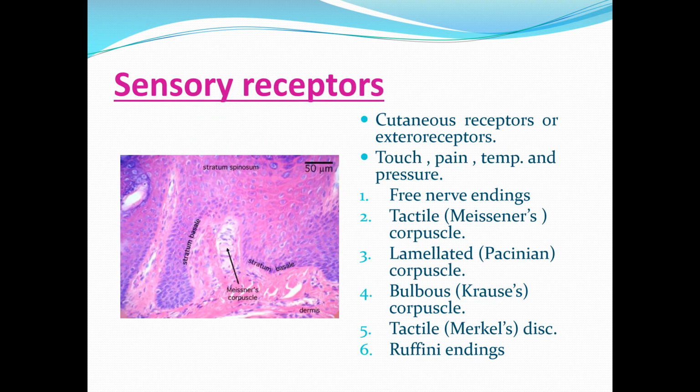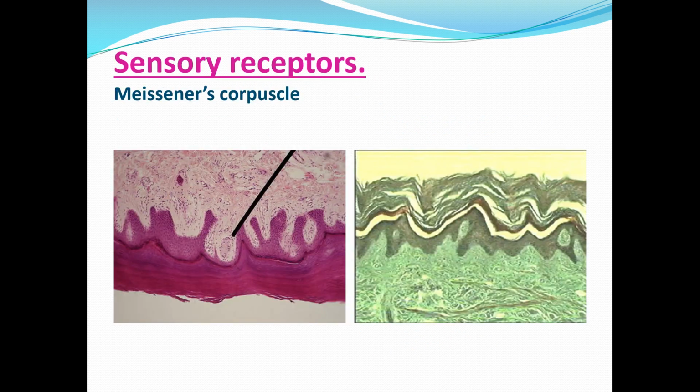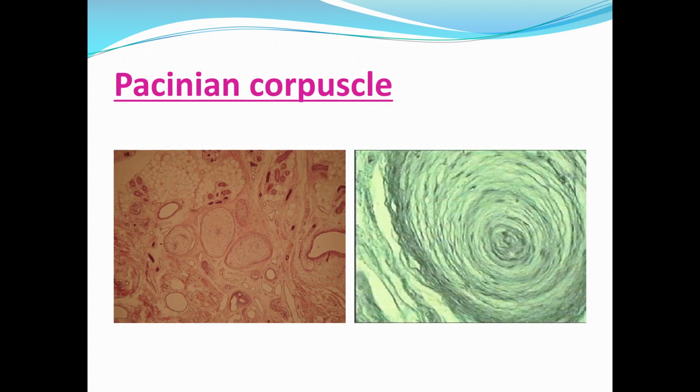Now we will see what a few receptors are responsible for, their function. Merkel's disc is a mechanoreceptor; we see it in the Merkel cells. Meissner's corpuscle is for light touch. Pacinian corpuscle is for deep pressure and vibration.